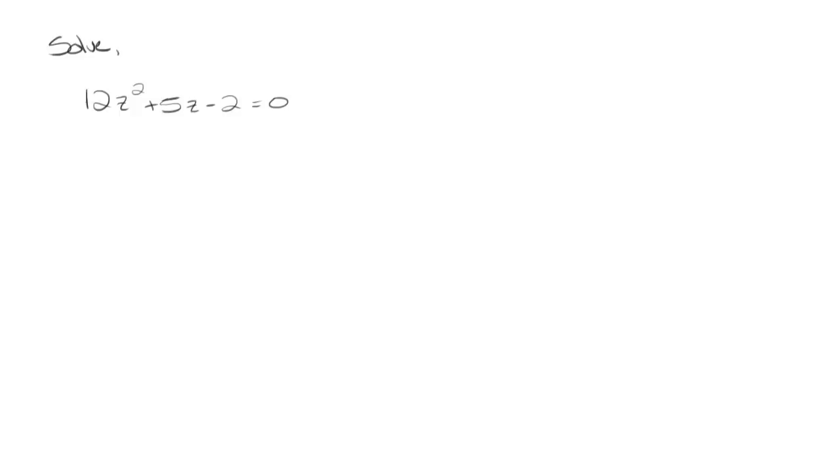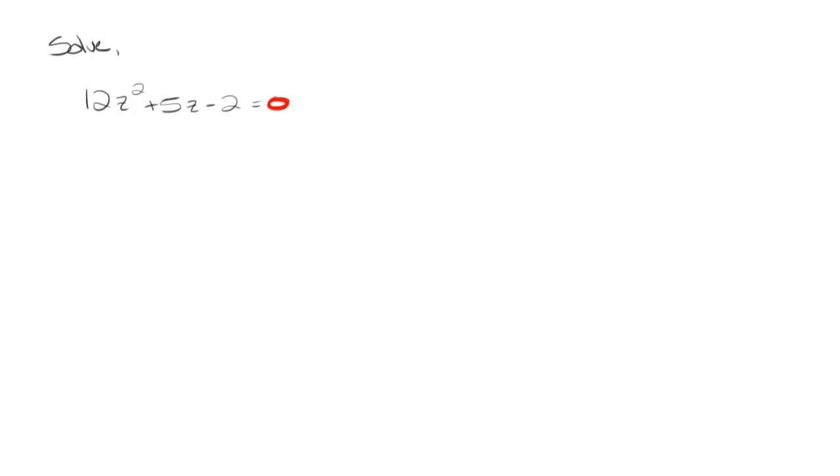All right, we're asked to solve this quadratic equation, 12z² plus 5z minus 2 equals 0. We're going to solve this by factoring. The first thing that we need to focus on is getting one side of this equation equal to 0 so we can use the zero factor property. The good news here is the problem that they've given us is already set equal to 0.